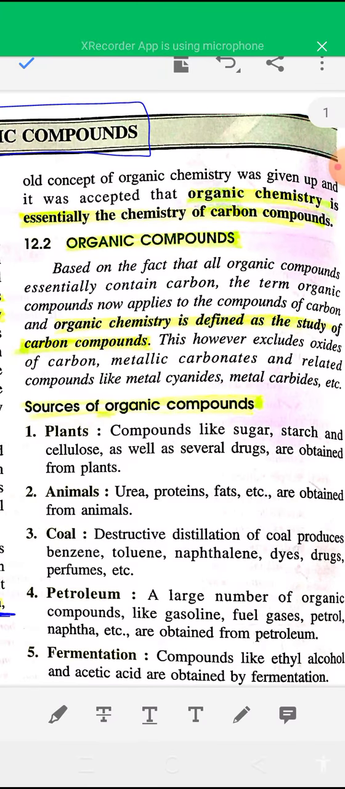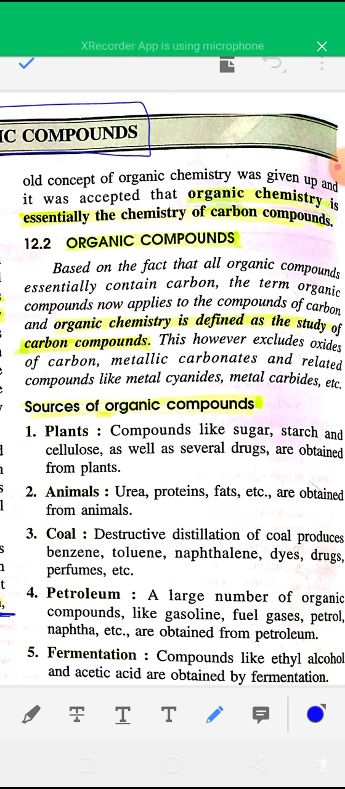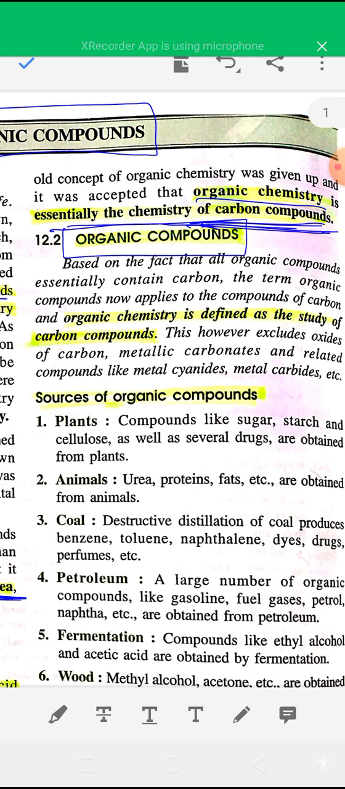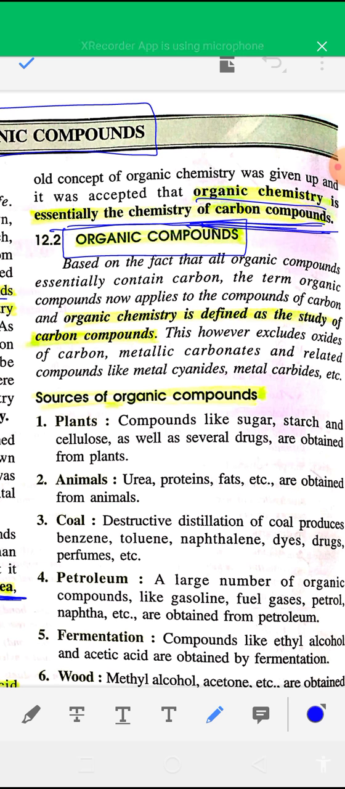I have told you already that in all organic compounds carbon must be present. So organic chemistry is essentially the chemistry of carbon compounds. So what are organic compounds? Organic compounds are compounds obtained from living organisms, and organic chemistry is defined as the study of organic compounds, that is, carbon-containing compounds.